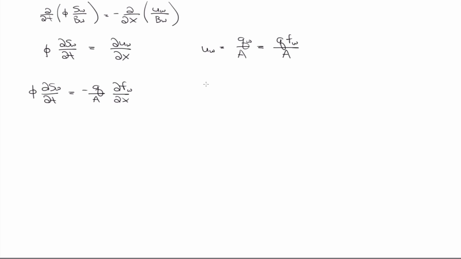Now, we also know that the fractional flow is a function of saturation, sort of by definition. I said the fractional flow is the percentage of the total flow that's water. Therefore, it's a function of the saturation of water. And so, if we use the chain rule, divide through by phi also. So divide through by phi, use the chain rule. We have that.